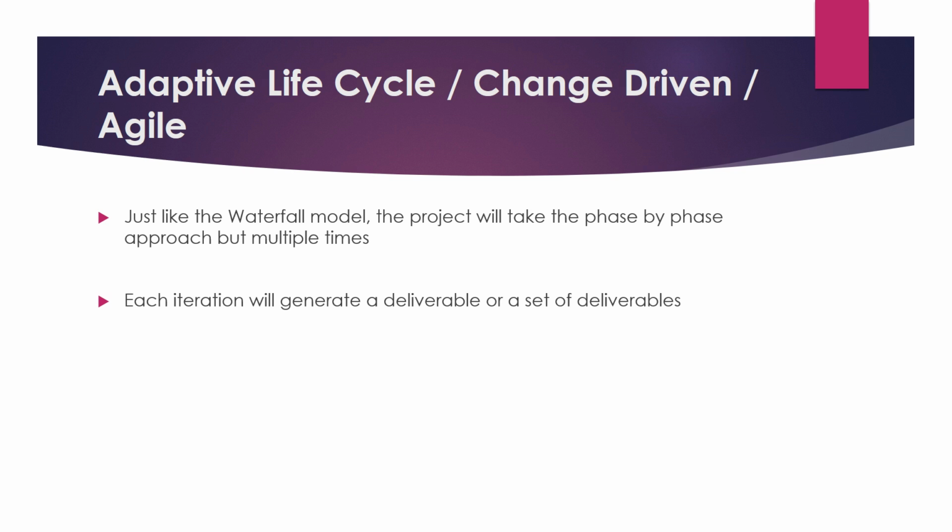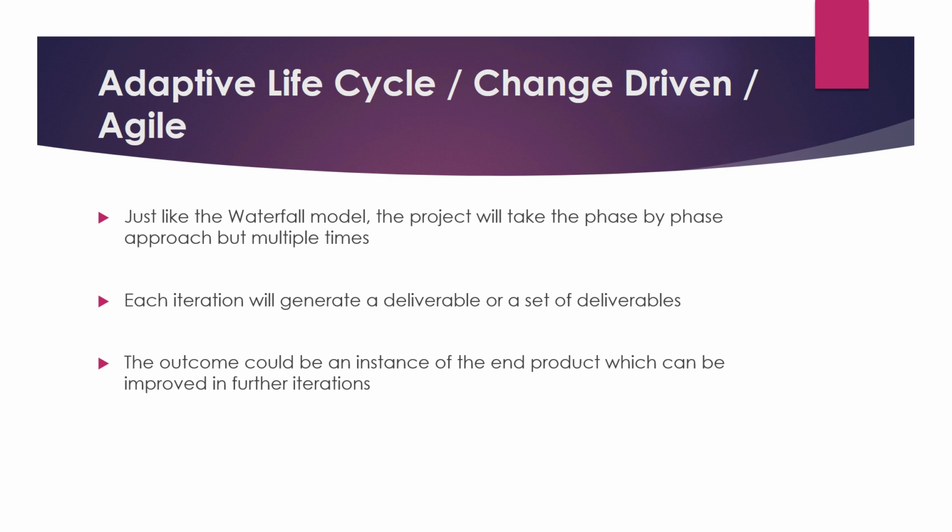Each iteration will generate a deliverable or a set of deliverables, right? The outcome could be an instance of the end product, or let's say a demo of the end product, which can be improved in further iterations. That is how Agile works. Consider building a house, and you give certain requirements to the architect or the civil engineer, and he brings back to you a model of the house, or a 3D print, or a 3D model, or just a 2D printout of the house. That is a demo, that is an iteration, that is something Agile will give you. Based on that, you can give new requirements, and then it can go over certain iterations, and in the end what you get is the end product. That is how Agile works.